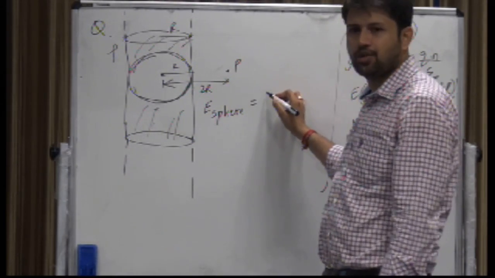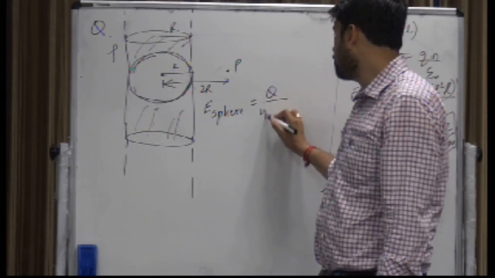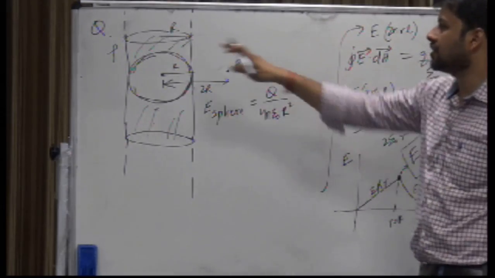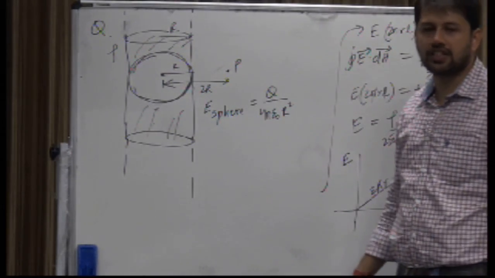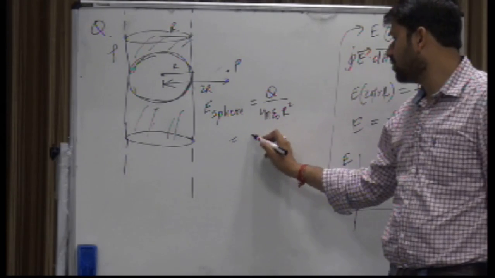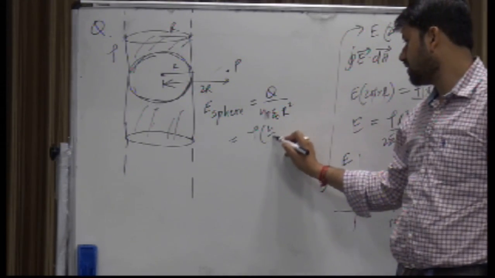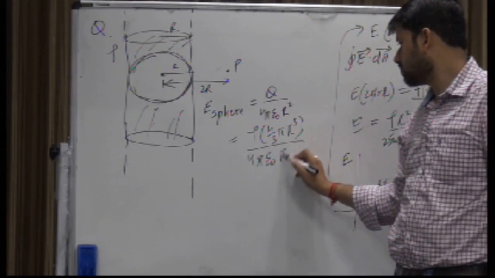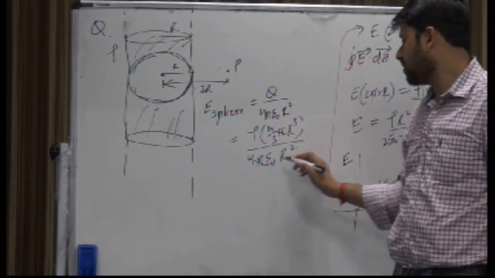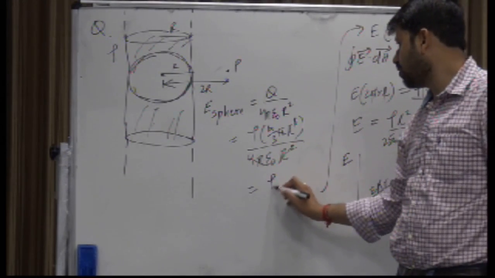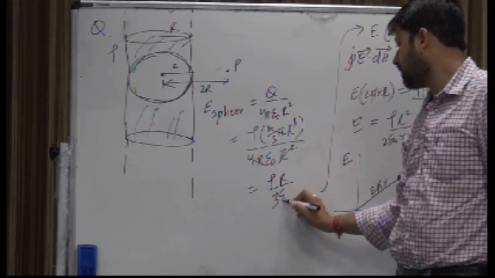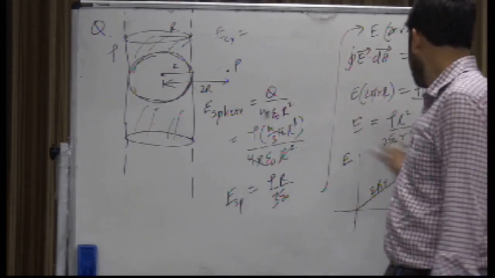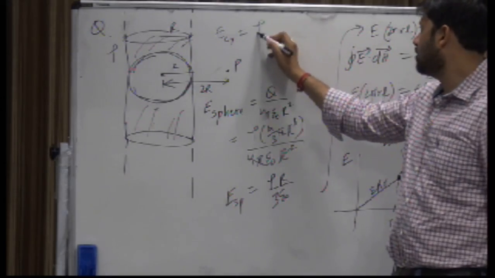For an outside point, KQ by R square, Q by 4 pi epsilon naught R square. It is not in the form of charge density rho. So what you need to do is convert this. Rho into 4 by 3 pi r cube upon 4 pi epsilon naught r square. Right. So 4 pi go. So it would be rho r by 3 epsilon naught. This is for the sphere. For the cylinder, it would be, right, rho upon 2 epsilon naught.